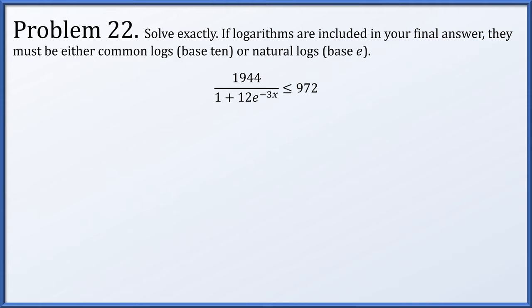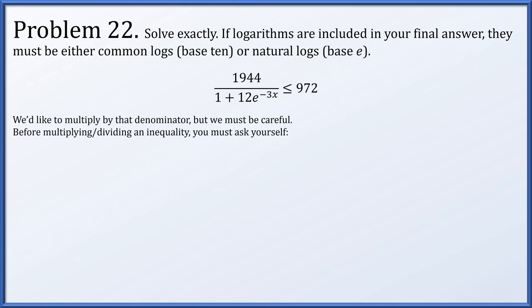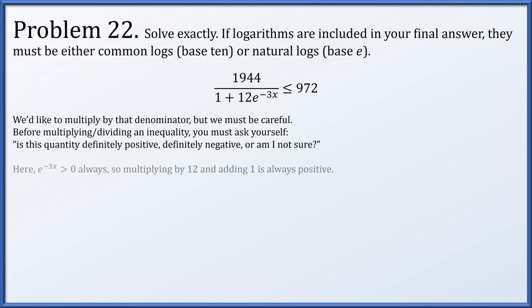In problem 22, let's solve this exactly. If logs are to be included, they must be common logs or natural logs, base 10 or base e. 1,944 divided by the quantity 1 plus 12 times e to the minus 3x is less than or equal to 972. So we want to multiply by the denominator, but we've got to be kind of careful. If we're multiplying or dividing an inequality, always ask yourself, are we definitely multiplying or dividing by something positive, definitely multiplying or dividing by something negative, or is it ambiguous?